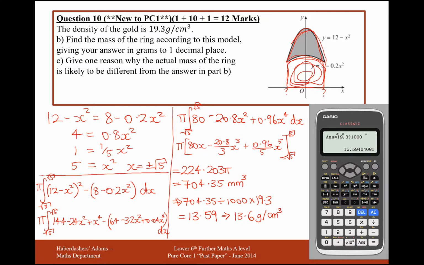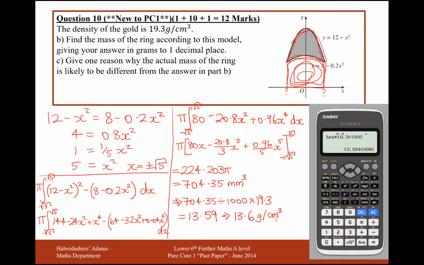Perfect. So for part C, give one reason why the actual mass of the ring is likely to be different from the answer in part B. Well, you can have any reasons, such as the gold may have impurities in it, so it may not be quite real gold, it may have some other chemicals mixed in there, or the actual dimensions and shape of the ring may vary ever so slightly from these equations that are given here. Any reason like that you can use.